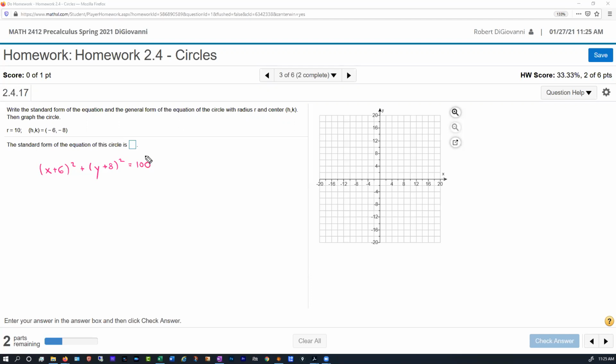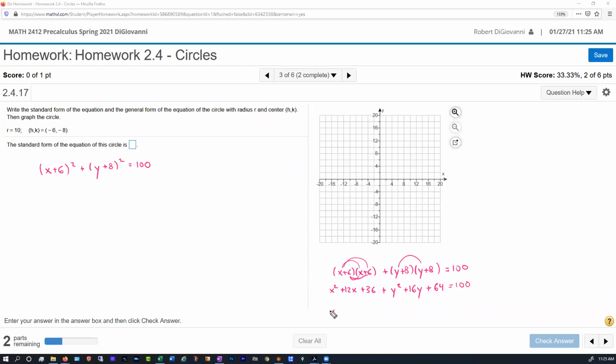Now, to get the general form, I have to expand everything out. In other words, I have to do x plus 6 times itself, and then I have to do the y plus 8, square that, so multiply times itself, and then equals 100. So if I FOIL this, I get x squared plus 6x plus another 6x, that's 12x. And then 6 times 6 is 36. If I do the same thing for the y's, I'll get y squared plus I'll have 2 8s, so that's 16y. And then 8 times 8 is 64 equals 100.